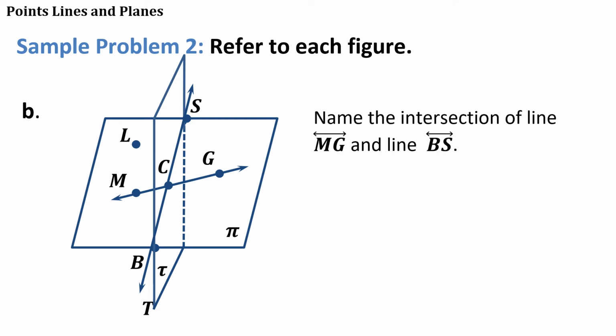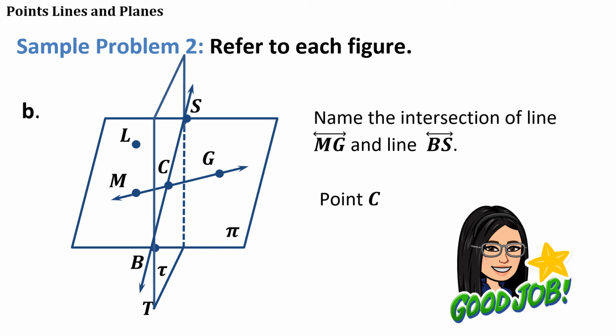Now name the intersection of line MG and line BS. I'm first going to try to locate it. I'm going to look for my highlighter here. I have line MG here, and I have line BS right here from B to S. I'm going to look for that intersection. Where are they touching?